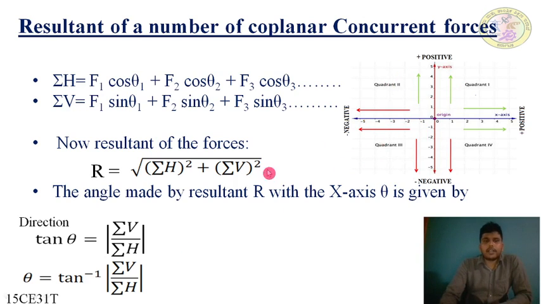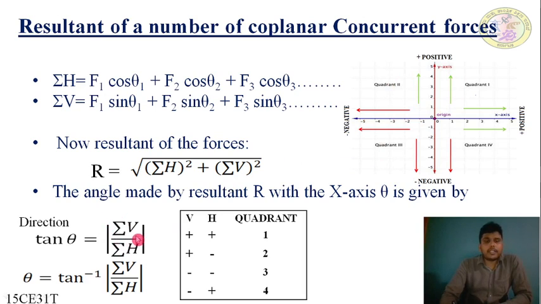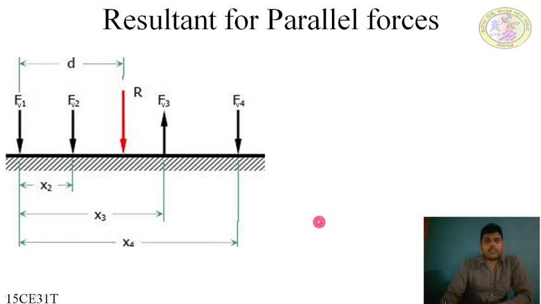We know the quadrants; we have already gone through this in the previous session. Now I'll repeat. In the first quadrant, both are positive. In the second quadrant, the vertical component is positive and the horizontal component is negative. In the third quadrant both are negative, and in the fourth quadrant the vertical component is negative and the horizontal component is positive. In the case of tan theta, we have to neglect these signs while calculating the direction theta.